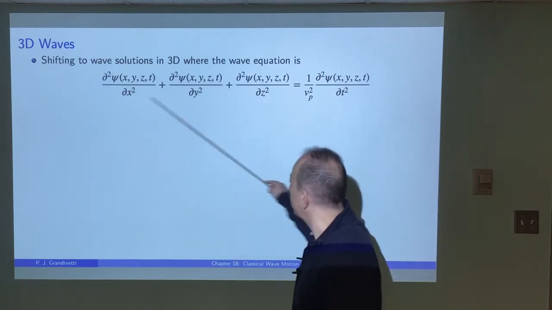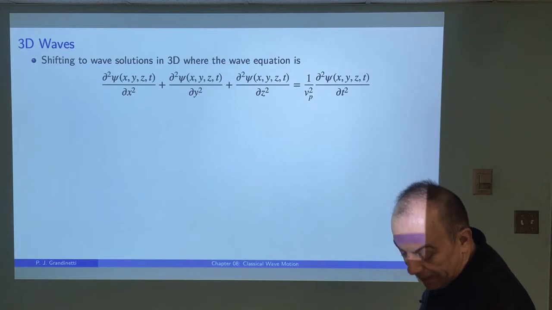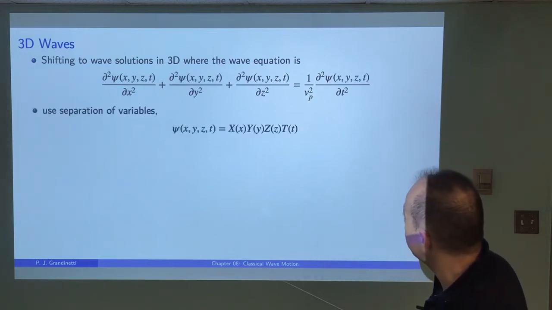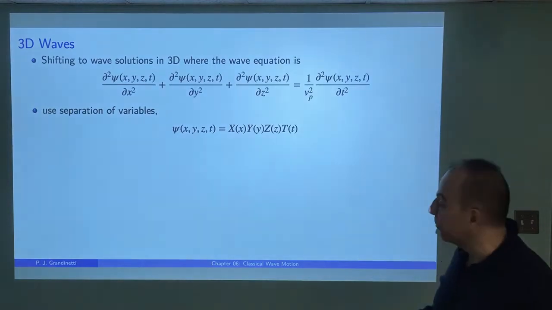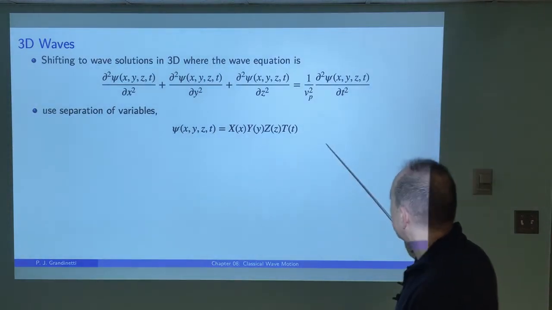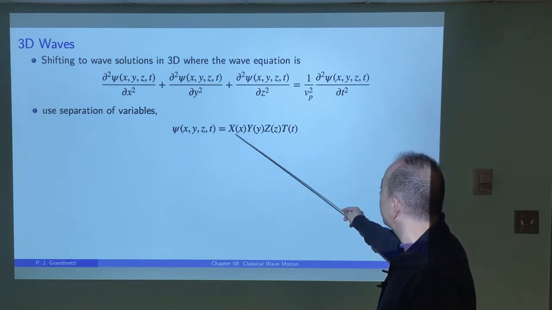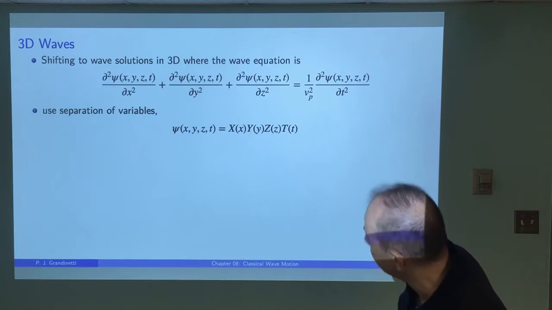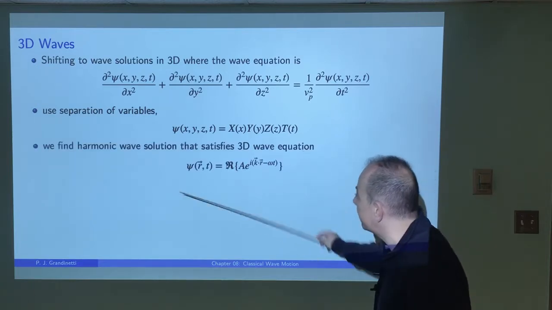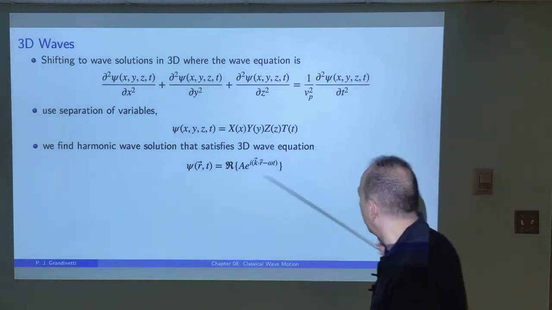And here we see the partial derivatives with respect to x, y, and z, and here's the partial derivatives with respect to time on the right. And to solve this, we're going to take the approach we've been doing for most of this chapter, using the separation of variables approach, where we now have the functions split up into a product of x, y, z, and t functions. Plugging that into this, we find that there are harmonic wave solutions that have this form.